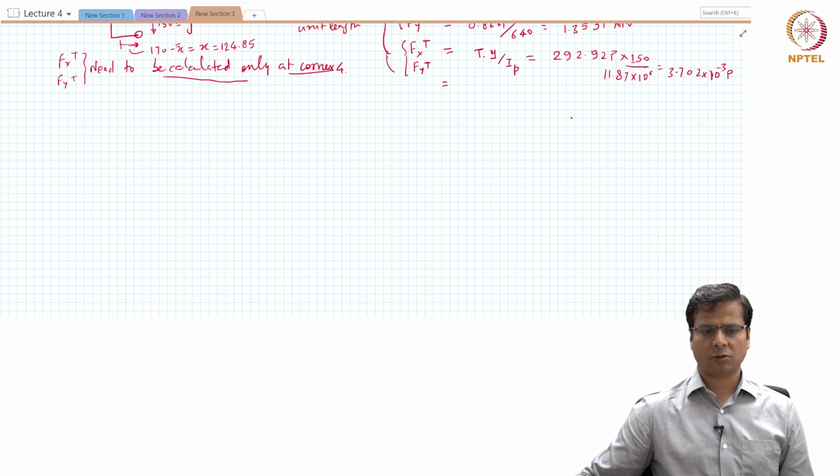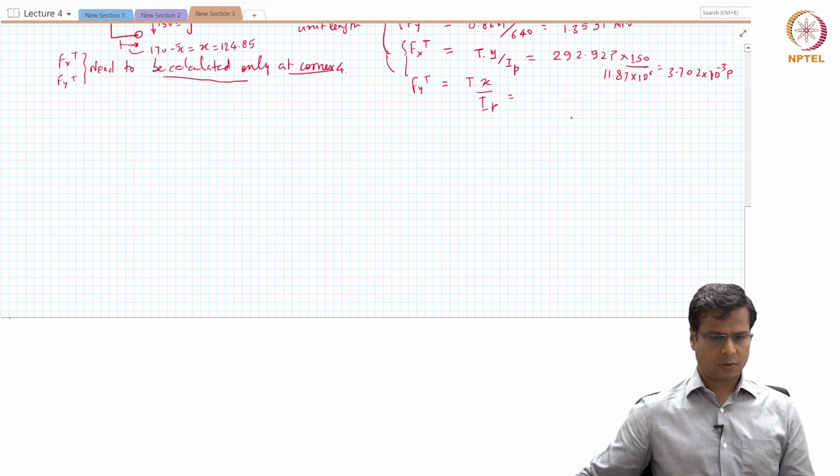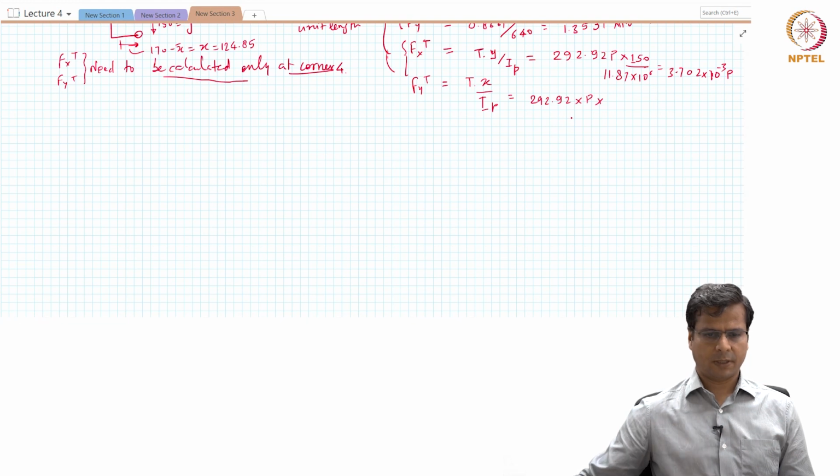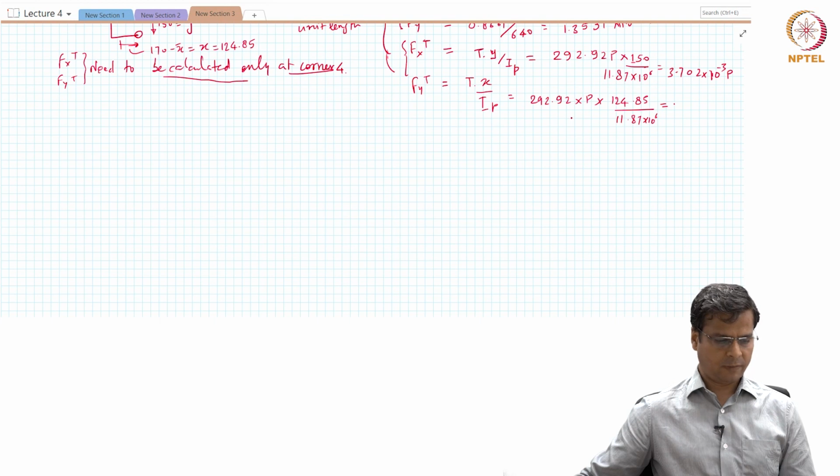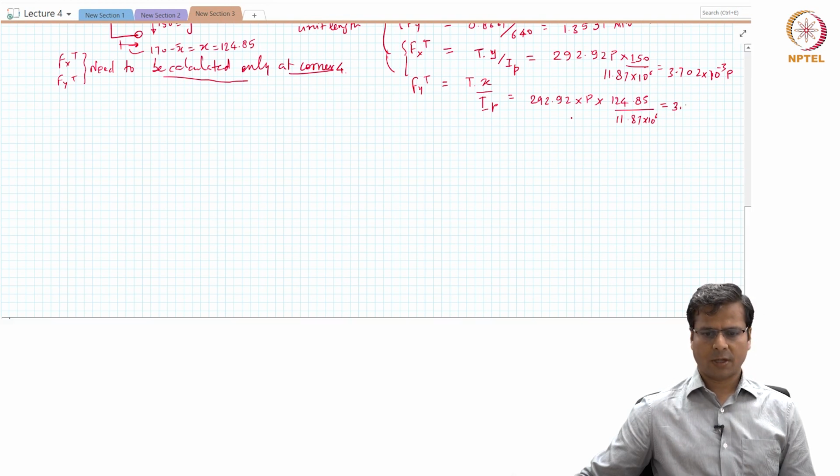Similarly, Fyt can also be calculated. This is again equal to T multiplied by x divided by IP, and that will be equal to 292.92 multiplied by P multiplied by 124.85 divided by 11.87 into 10 to the power 6. And this, in y direction, the force is 3.08 into 10 to the power minus 3 P.